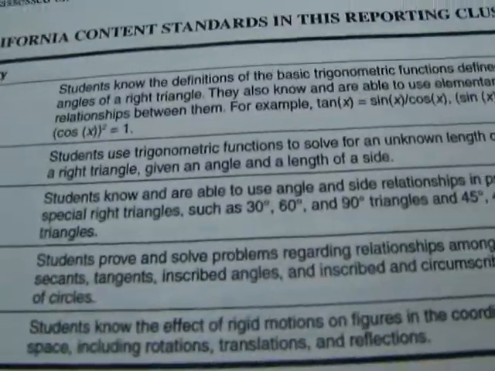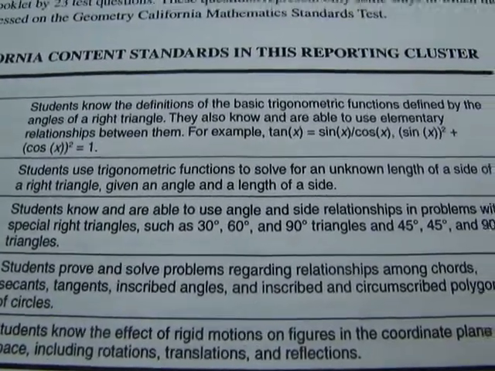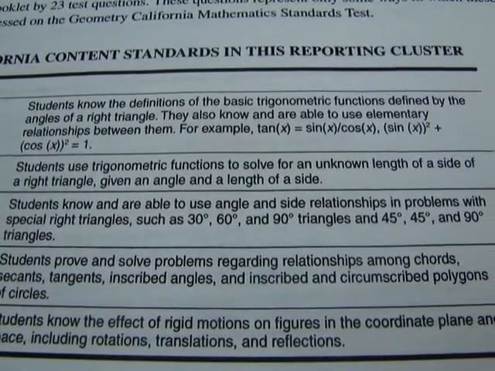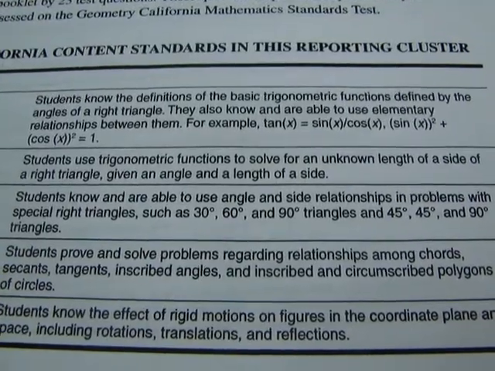Standard 20 is about special right triangles. Those are pretty fun. That's the 45, 45, 90 and the 30, 60, 90. Let's read the standard. Standard 20 says students know and are able to use angle and side relationships in problems with special right triangles such as 30, 60, 90 triangles and 45, 45, 90 triangles. Okay, so there we go.